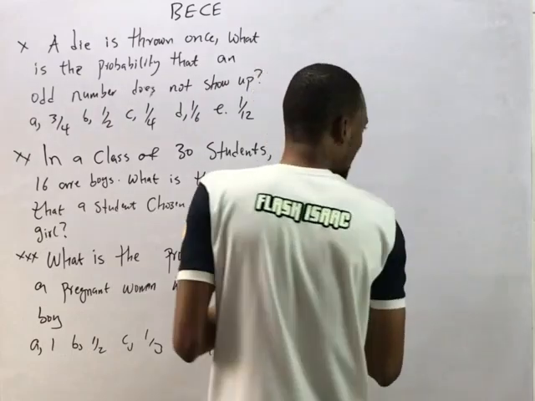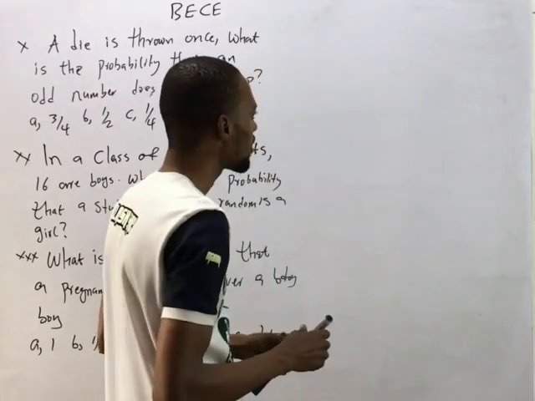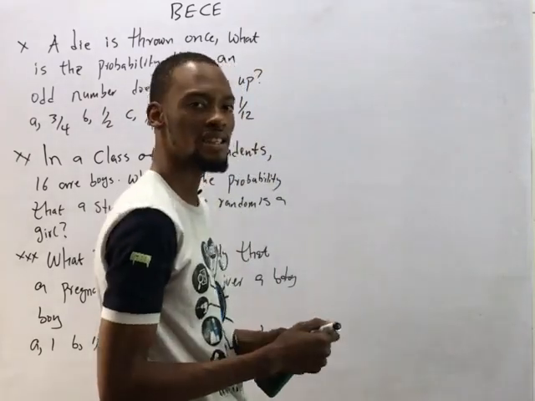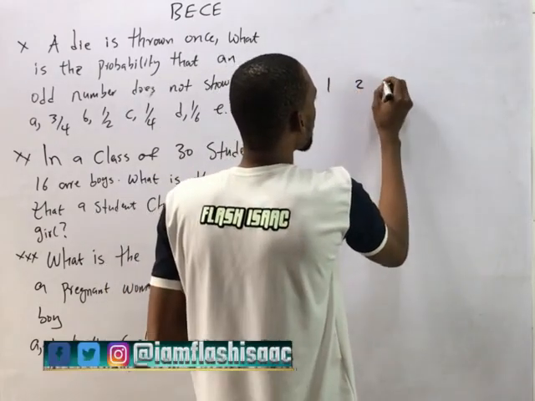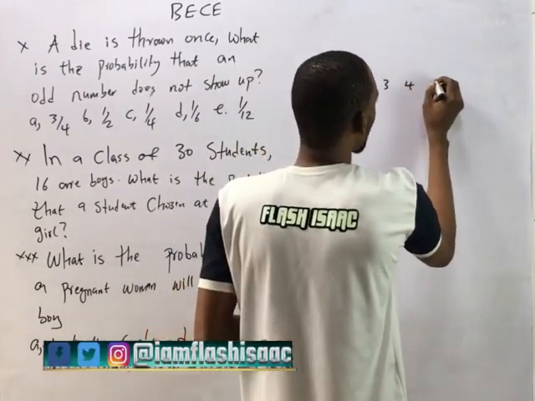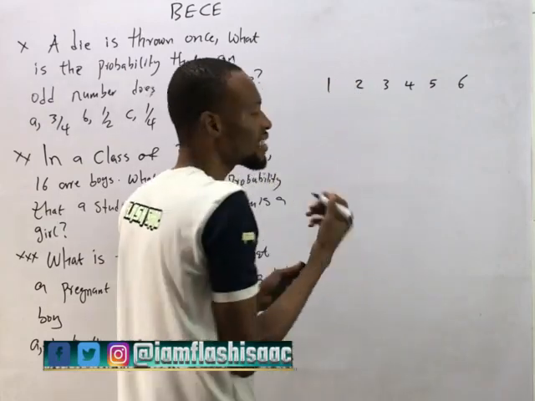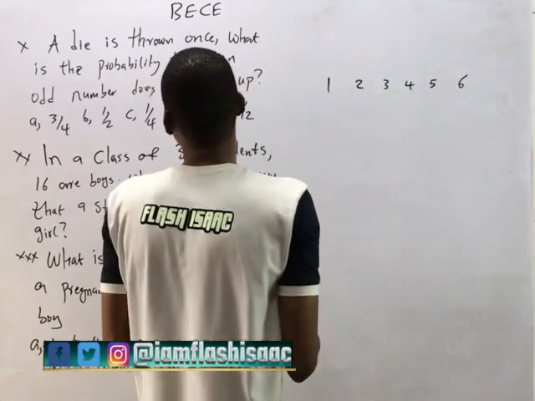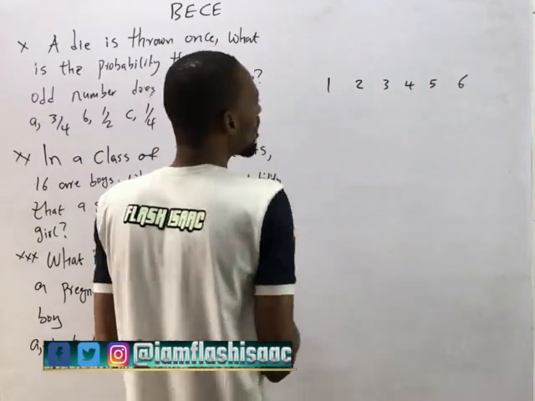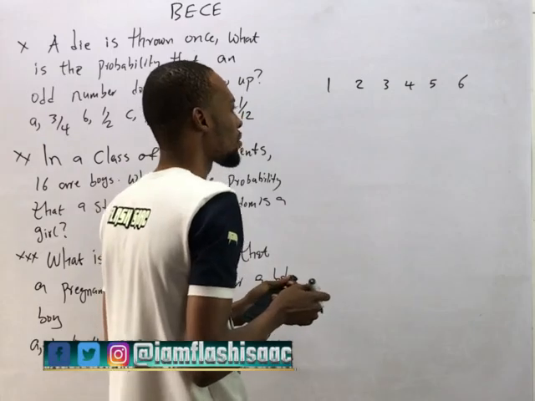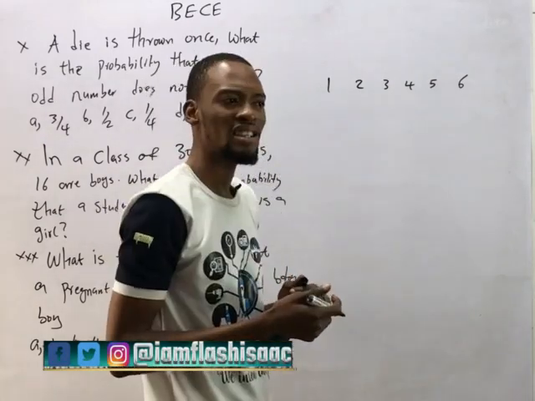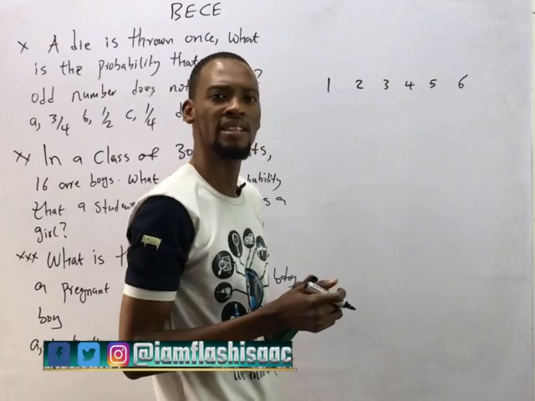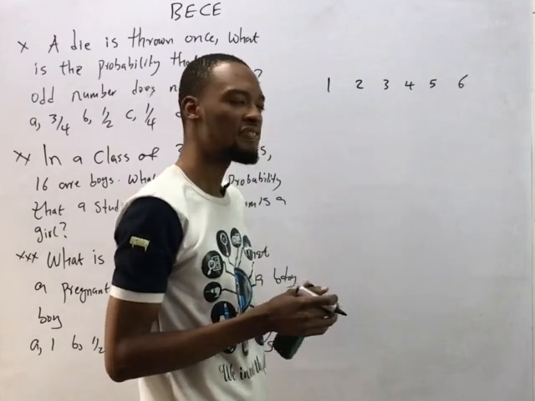Now, how many sides does a die have? A die has 6 sides. So you have 1, 2, 3, 4, 5, 6. These are the 6 sides. Now, how many odd numbers do we have in a die? Odd numbers are simply numbers that cannot be divided by 2 without having a decimal point.